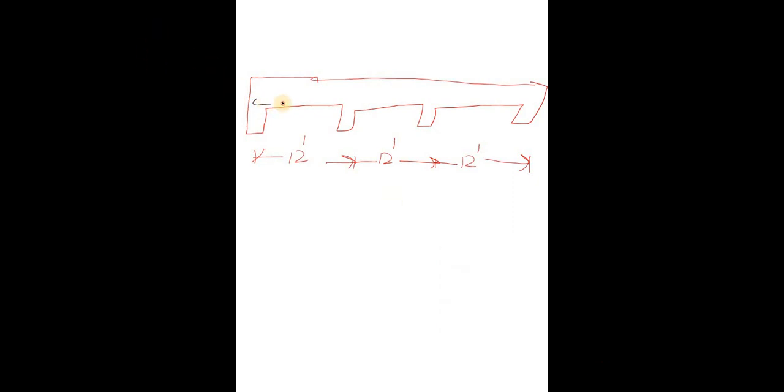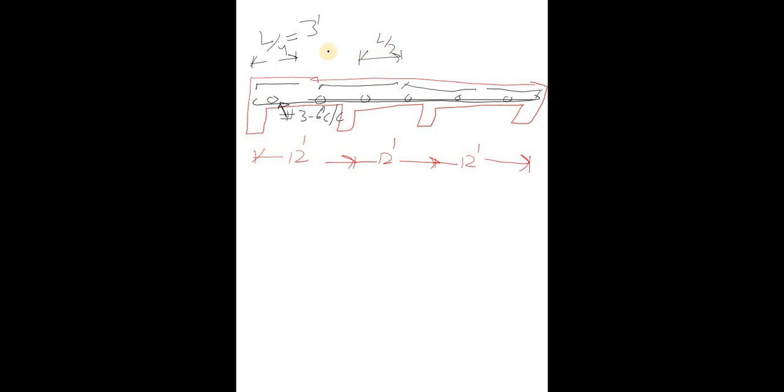Now this is your positive steel, having number 3 steel at the rate of 6 inches center to center. This is your temperature reinforcement, and this is your negative steel. Now the question is what is the length of this steel. This is equal to L by 4, which is approximately 3 feet. This is L by 3, approximately 8 feet. This is also 8 feet, and this is about 3 feet.